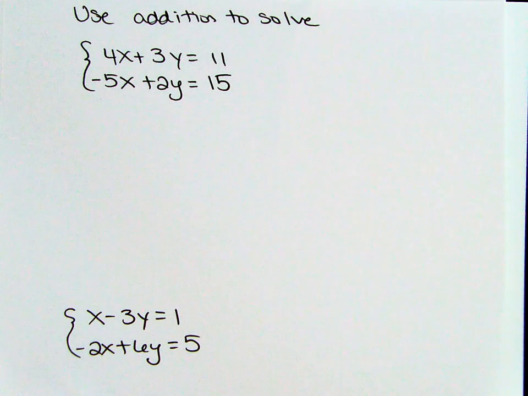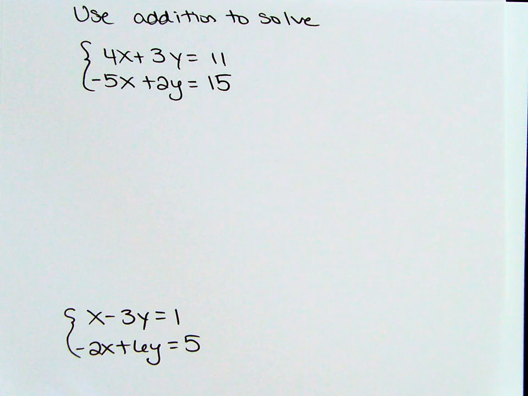That being said, though, this one isn't as nice as the last one because if I add my x's together, I still have an x. If I add my y's together, I still have y's. So none of them are going to just eliminate if I do my addition straight out of the gate. So this is where we will have to apply step 2, and we're going to have to multiply one or both of these equations by a constant to get them to go away. So there's no right answer, but would you like to get rid of your x's or your y's?